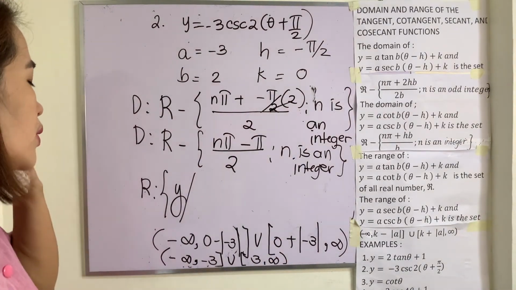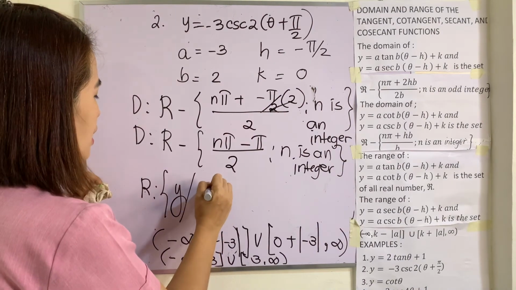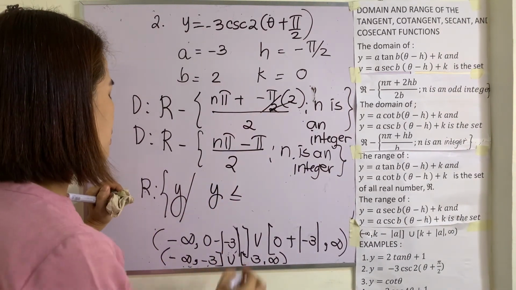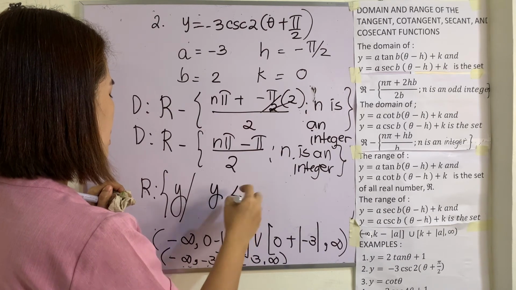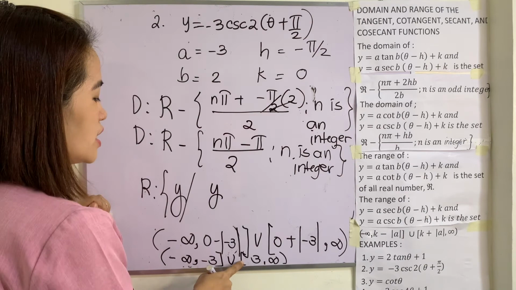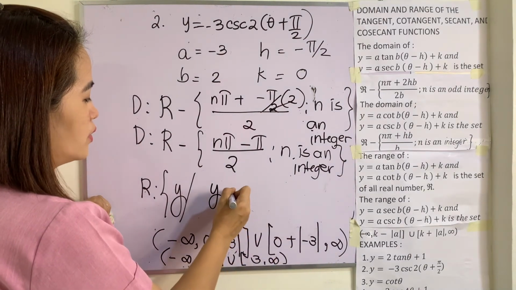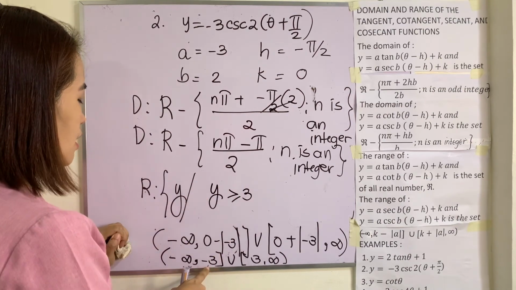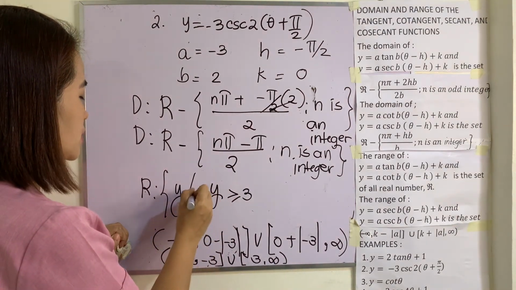Okay, so therefore this one is y such that y is less than or equal to, greater than or equal to, rather. This one is 3 and infinity, so therefore greater than or equal to 3. And this one is less than or equal to negative 3.